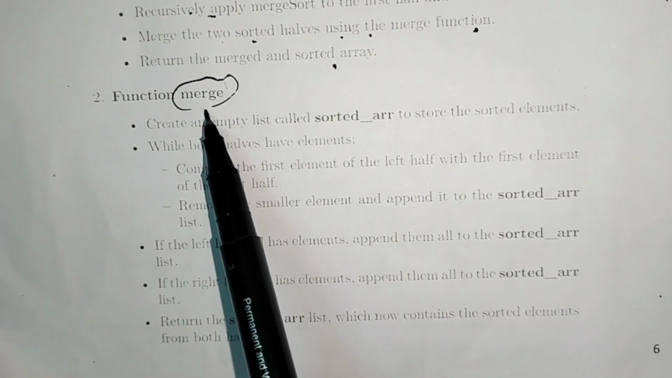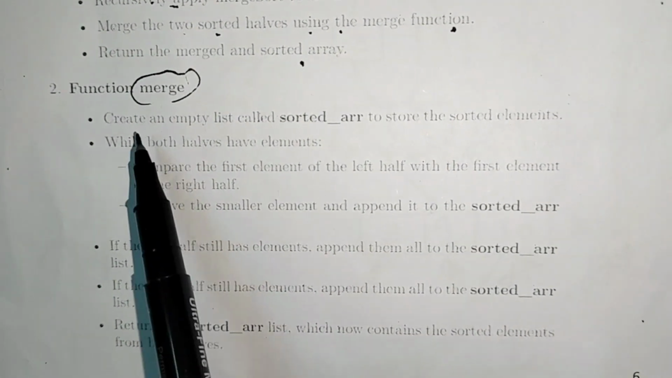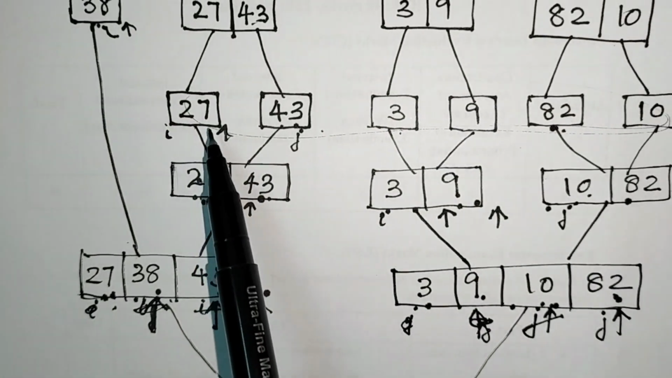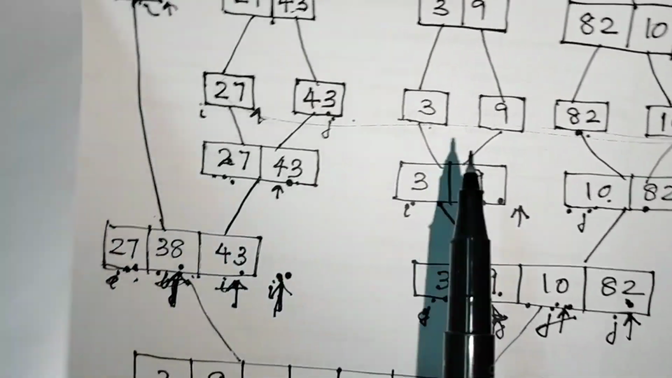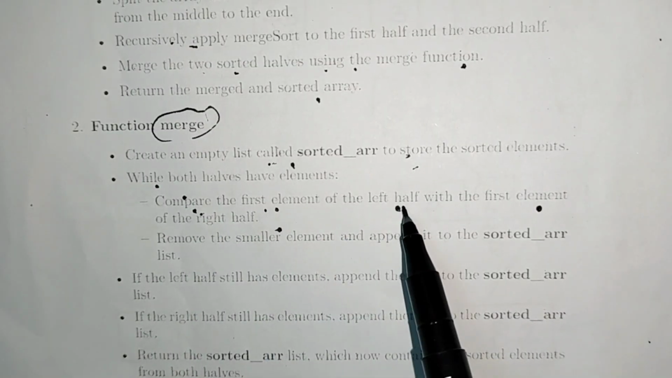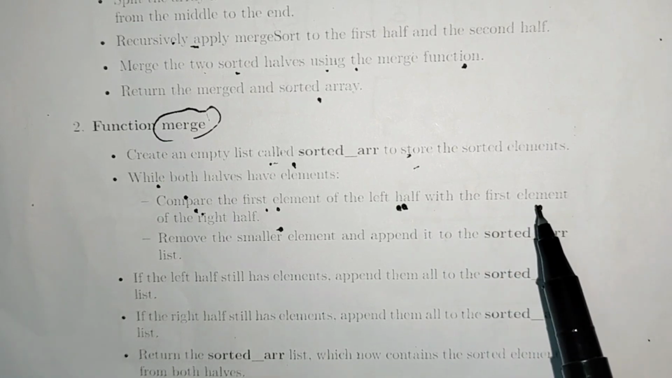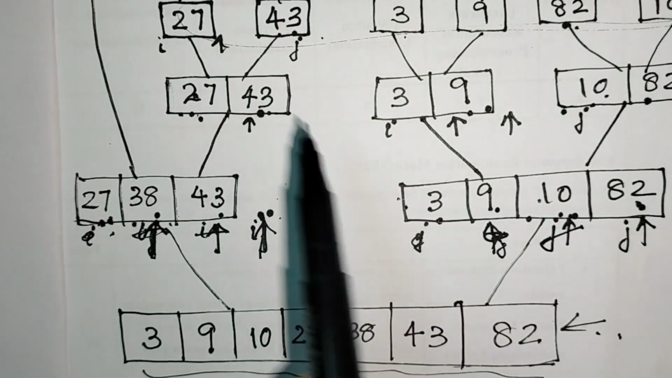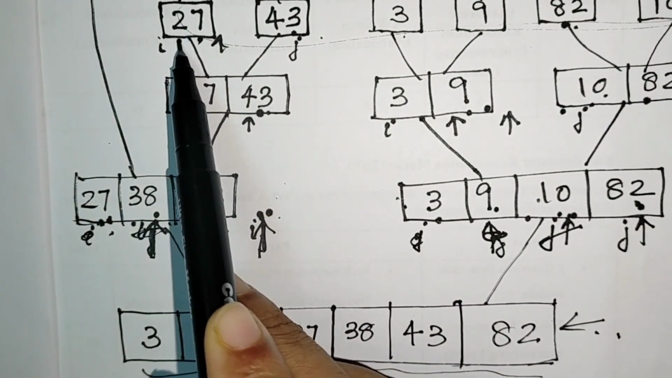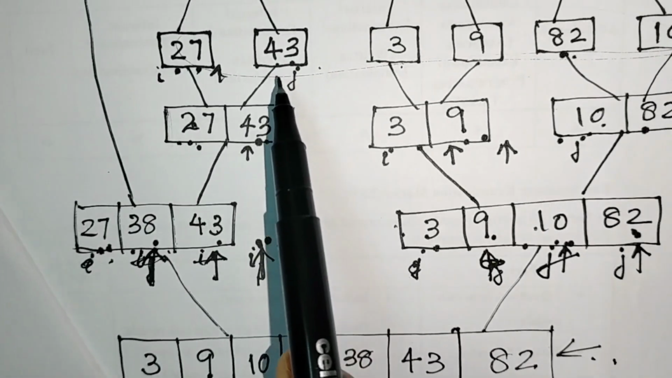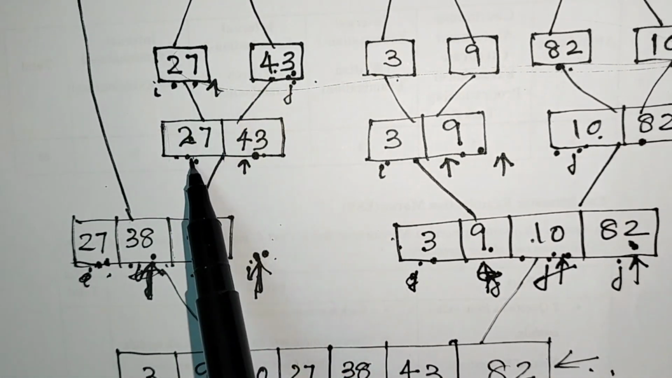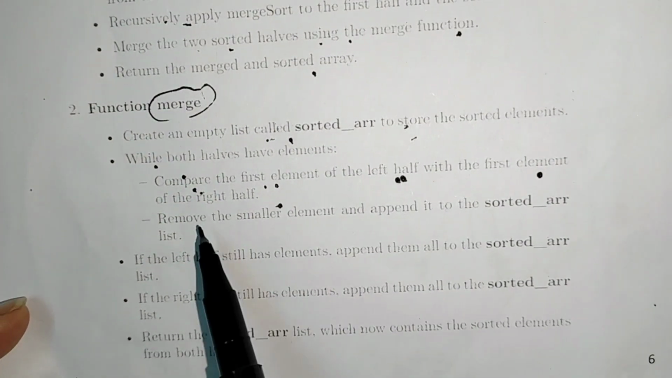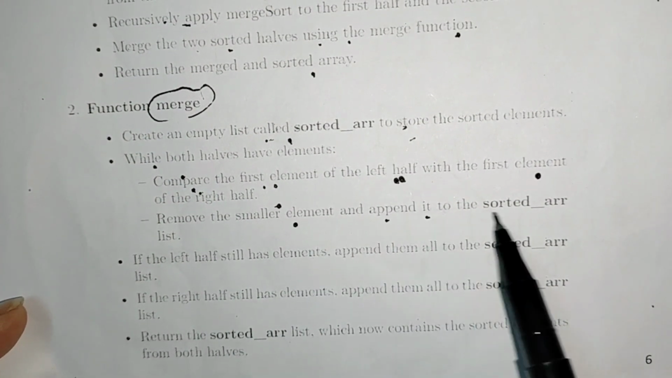So what happens in the merge function? In order to sort and combine these 2 arrays, first we create an empty list and then compare the first element of the left half array with the first element of the right half array. We compare these two and write the lesser element first. So we remove the smaller element and append it to the sorted array.